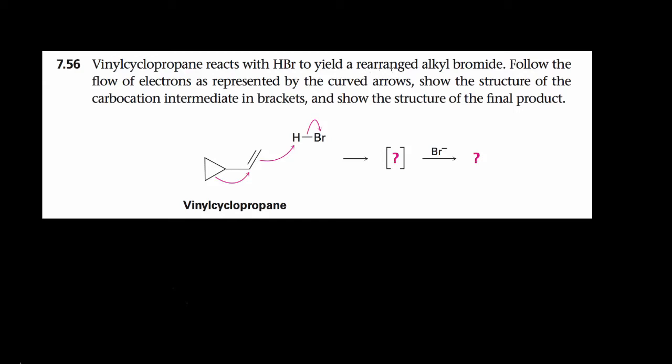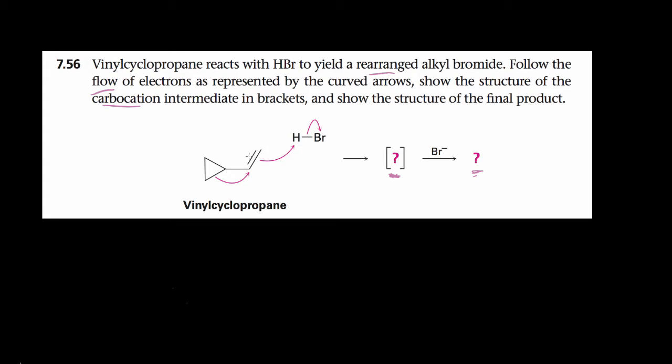Okay, so here's another rearrangement, and this one involves what looks like a ring expansion. So it's actually asking us to follow the flow of electrons here, shown by these pink arrows, and show the structure of the carbocation intermediate here. We're protonating this double bond, but other stuff is happening. So we know that this is a carbocation of some sort, and then bromide adds to that to give the final product. So what are they? What is the carbocation and what's the final product here?